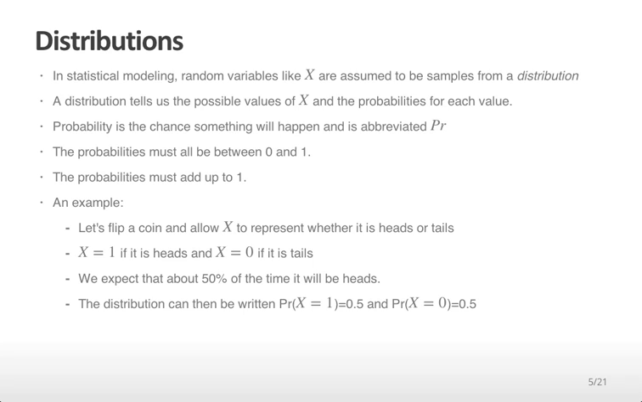As an example, let's flip a coin and allow capital letter X to represent whether it is heads or tails. X equals 1 if it is heads, and X equals 0 if it is tails. Since we haven't flipped the coin yet, X is still a random variable. We expect that about 50% of the time it will be heads, depending, of course, on whether it started off as heads or not. The distribution can then be written: the probability that X equals 1 is 0.5, and the probability that X equals 0 is 0.5. Since X can only take on these two values, the entire distribution is summarized by those two probability statements.